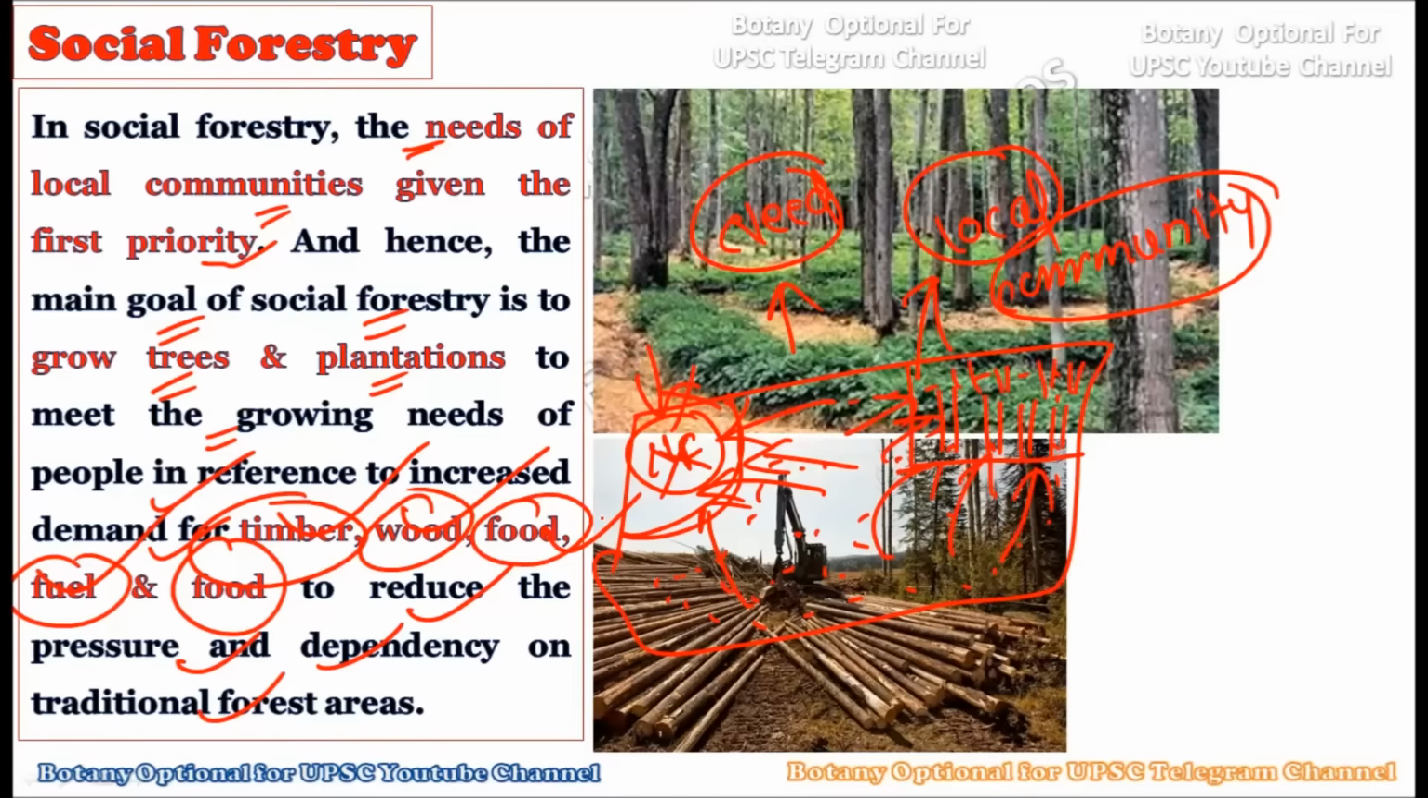So in the natural forest, if you want to avoid the pressure which is building on it, we should create the social forest in accordance with the need of the people of the local community. The need may be in the form of timber, maybe in the form of food or fuel. Okay, it will all depend on the local community. So according to that local community, we should create the forest which will be providing all the necessary items which are required by the local community.